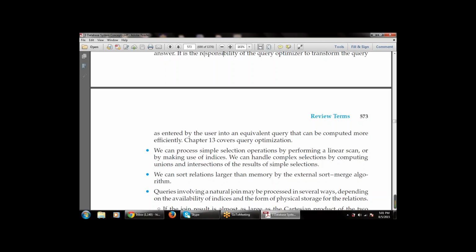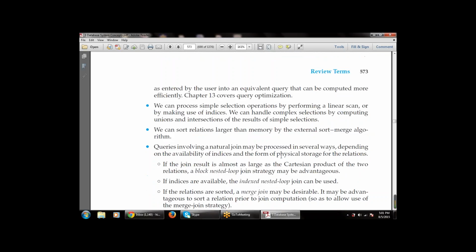We can process simple selection operations by performing a linear scan, or by using the method of indices. Then we can also sort the relations, using the external sort merge algorithm.